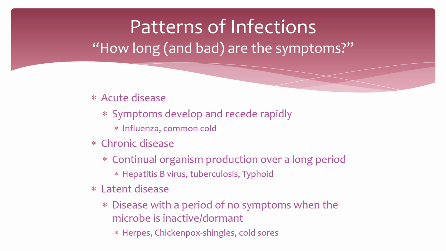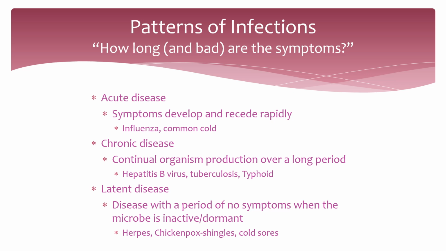From there, we need to talk about how long and potentially how severe the symptoms of an infection are. So we have an acute disease, meaning that the infection is quick, you get sick, and you get over it. A good example, the common cold. Usually the symptoms come along pretty quickly, and then you very quickly get over a cold.